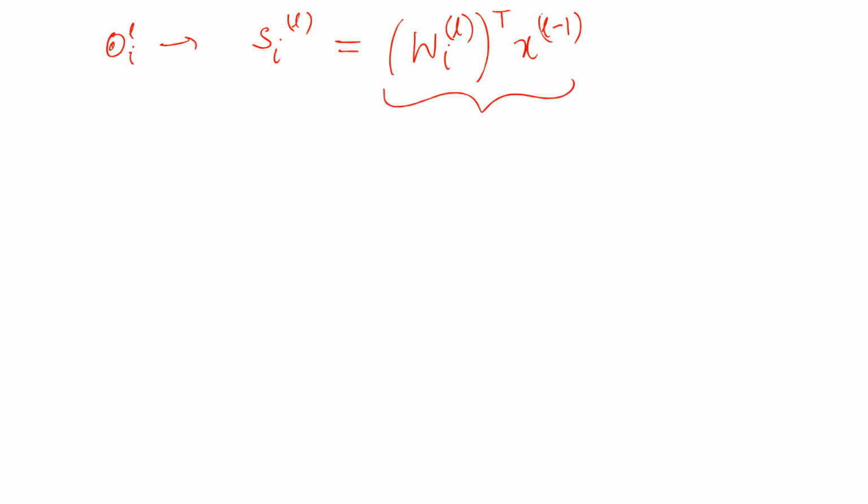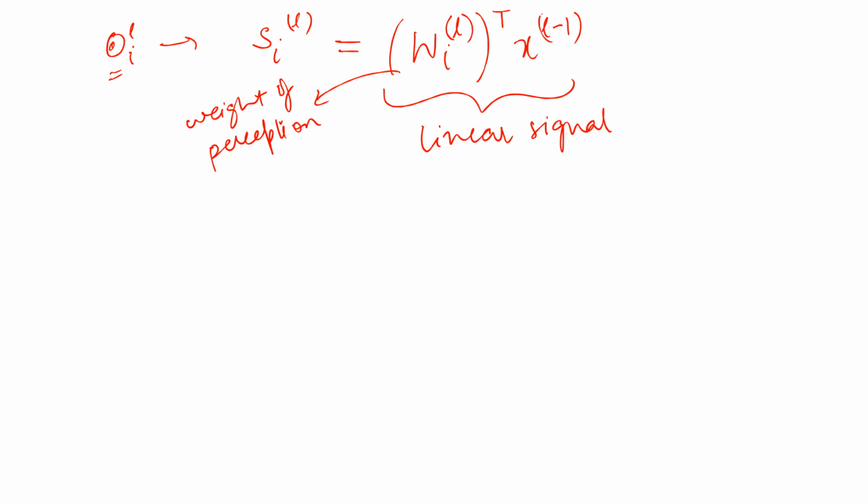This here is my linear signal, which is all fine. This here is my weight of my perceptron that is calculated on this node, right? So weight of my perceptron at this node, and that's it. And x's are the values that are coming from my previous layer.